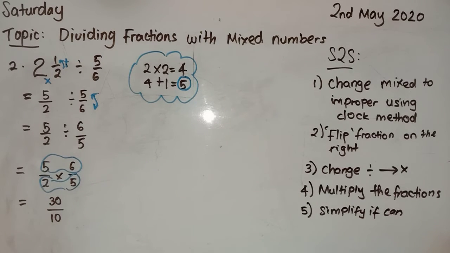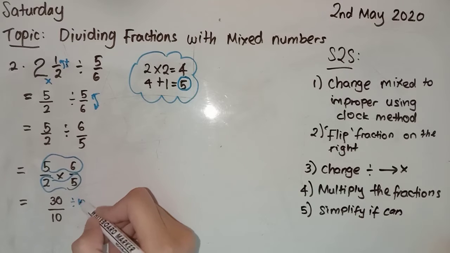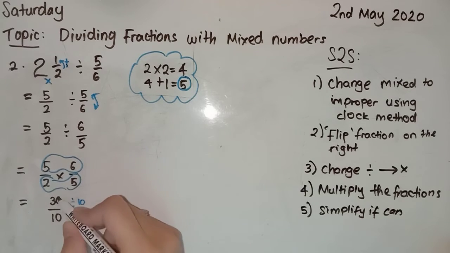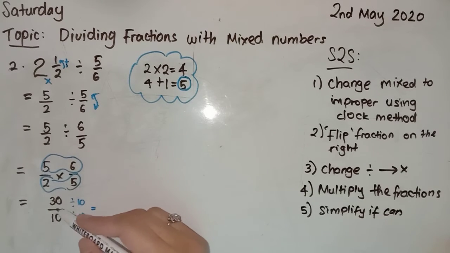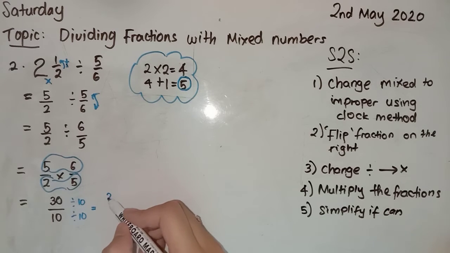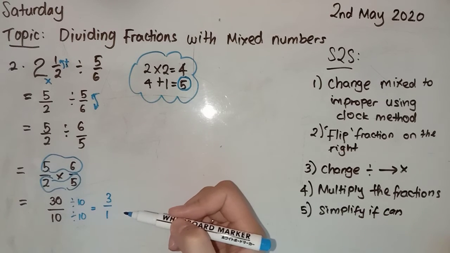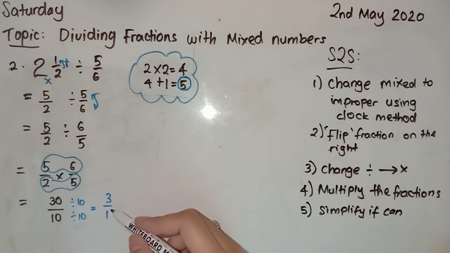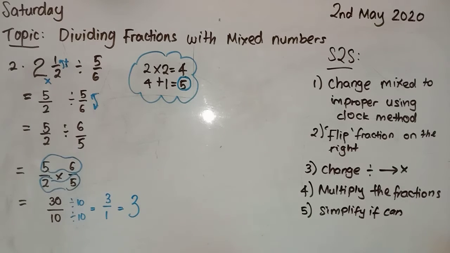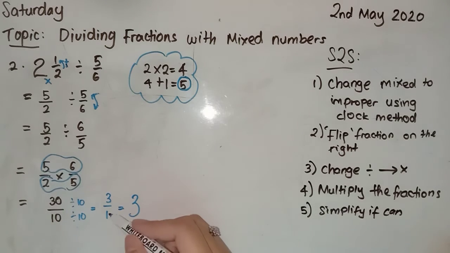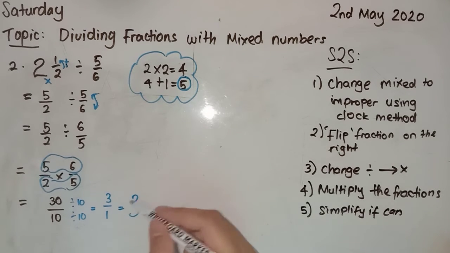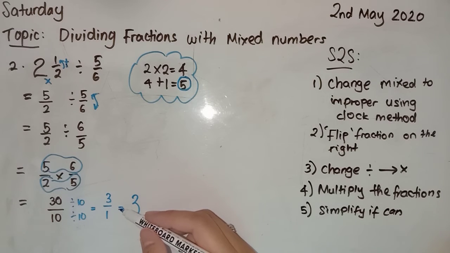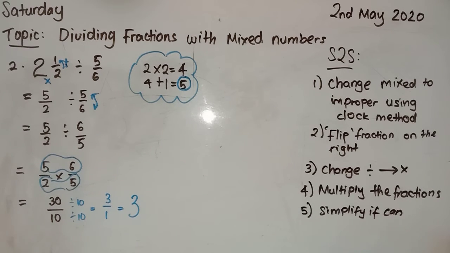Divide by 10. Okay, let me just show it to you. 30 divided by 10 is 3. 10 divided by 10 is 1. 3 over 1. Most of you must be wondering what 3 over 1 is. It's 3. Any number over 1 is the whole number itself, 3. Alright? Okay, so that's the first method.